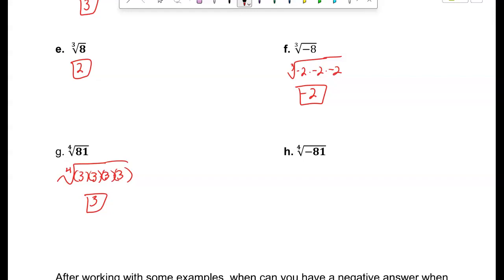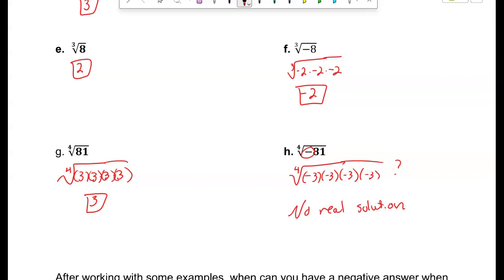Now, question. Can I rewrite the fourth root of a negative 81 as negative 3 times negative 3 times negative 3 times negative 3? No. No matter what, if I multiplied all those together, that's going to give me a positive what? 81. What am I looking for? So what's my answer for this? Yeah, no real solution.